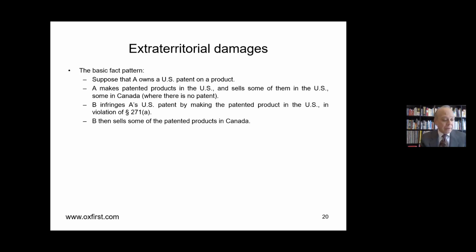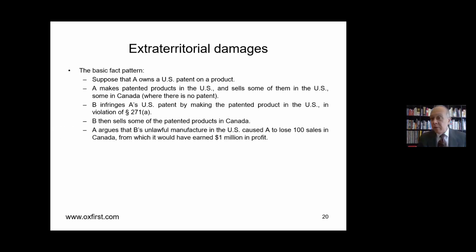So A argues in this US litigation that B's unlawful manufacture in the US caused A to lose 100 sales in Canada, from which it would have earned $1 million in profits. So the question is, can A recover the $1 million in lost profit damages suffered in Canada against B, since the initial act of infringement occurred in the United States?